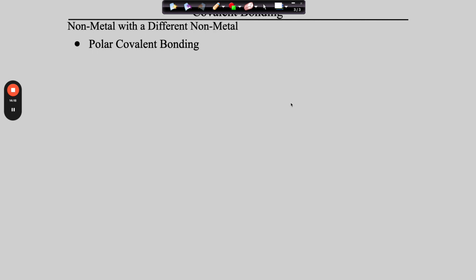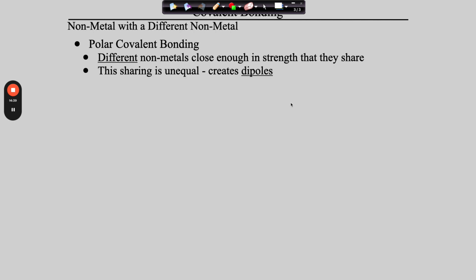Guys, don't write this down. Let me refresh your memory. Then we're going to come back to the drawings that we did, and we're going to wrap up the day. So guys, it goes like this. Polar covalent bonding happens when you've got two nonmetals. And so guys, they're nonmetals, which means they're strong, which means they fight, which means they share. But the fact is that they're different. And because they're different, they don't share equally.